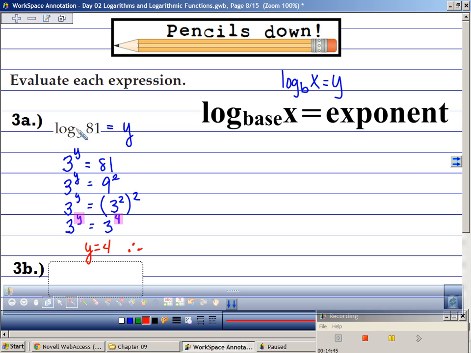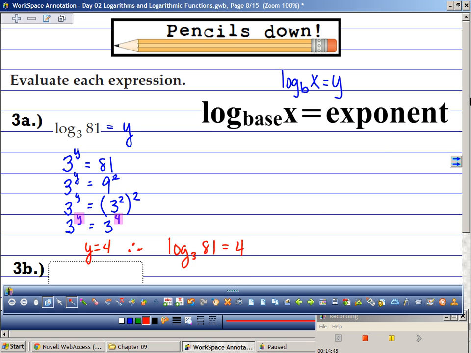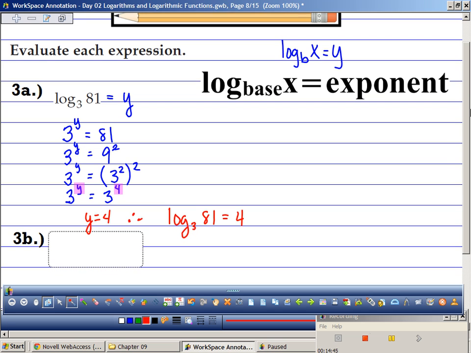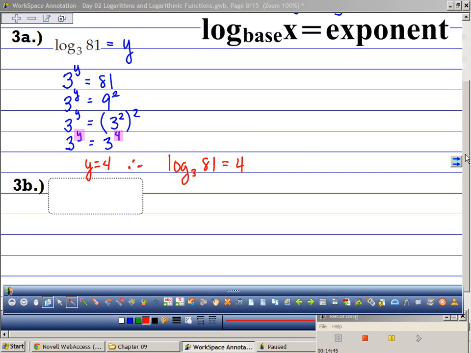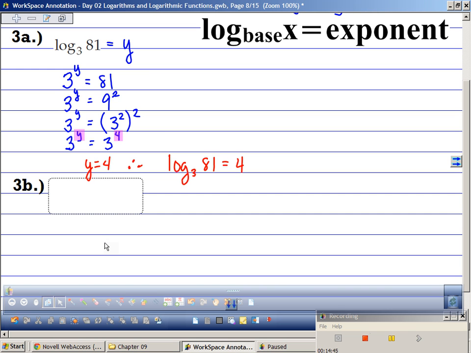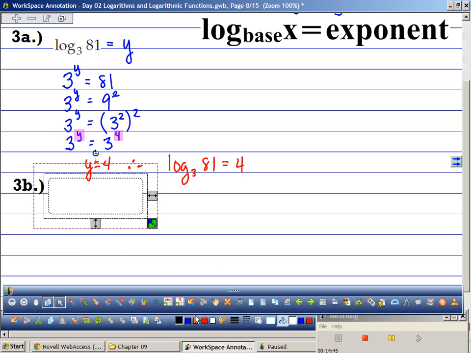Therefore, I could actually evaluate this now. Log base 3 of 81 equals 4. This is as hard as it's going to get today. Tomorrow is going to be turned into graphing of some kind. I'm going to cry.